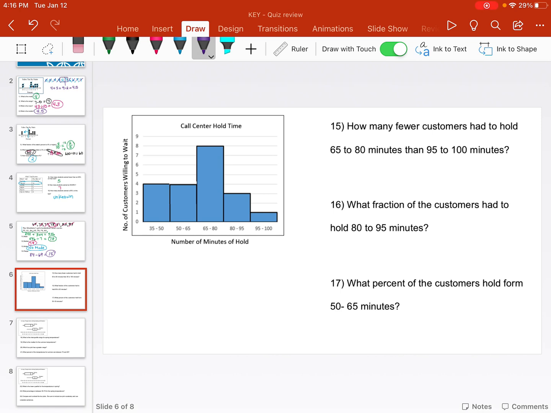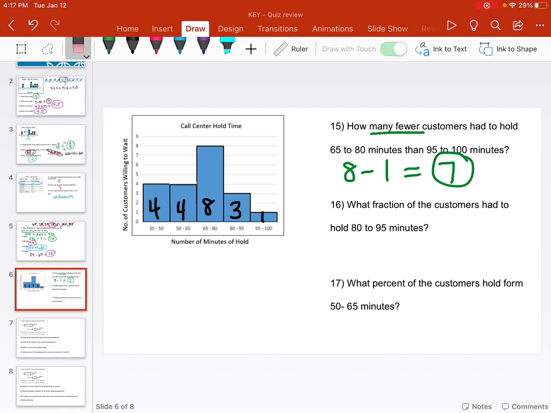Okay, now looking at this histogram, how many fewer customers had to hold 65 to 80 minutes than 95 to 100 minutes? So before I do anything with histograms, the first thing I like to do is just write the numbers on it so I can easily tell how much is in each bar. So here, this is a 4, 4, 8, 3, and 1. Okay, so now I'm looking 65 to 80, it's right here, so that's 8. And 95 to 100 is right here, so 1.